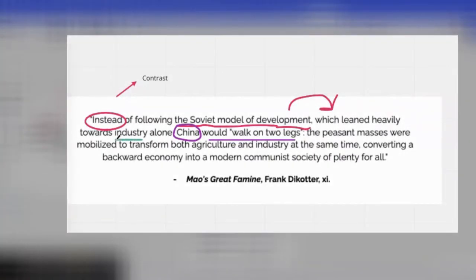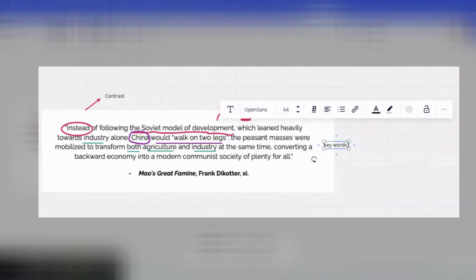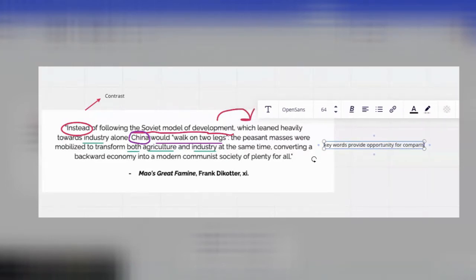Now, one other thing that I notice is that he's going to actually use the keywords in here twice. So he mentions here the word industry. And so whenever he's going to talk about why China was different, he says that China wanted to transform both agriculture and industry at the same time. So by doing that, he's able to not only connect what was going on in the Soviet Union with China, but he's also then able to expand on that and create a level of synthesis that's going to be really complex and rich for him to dissect in his writing.